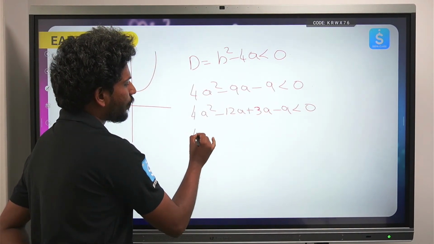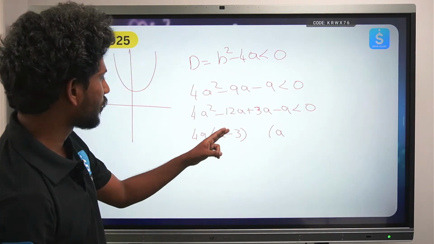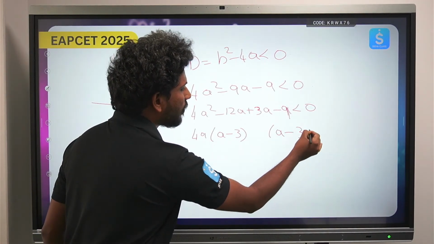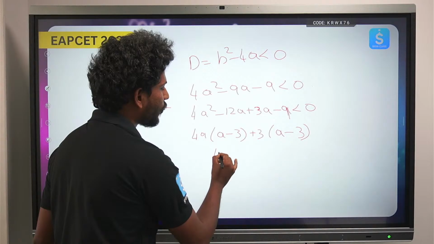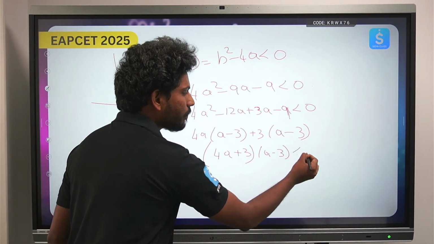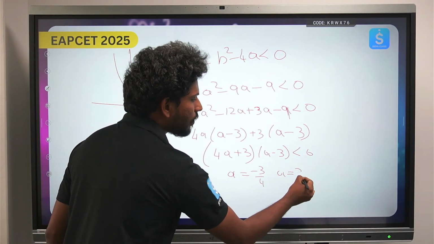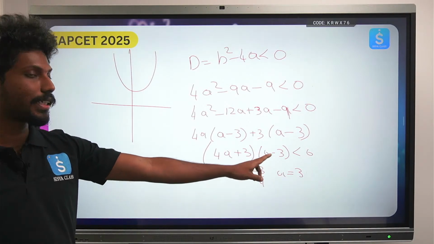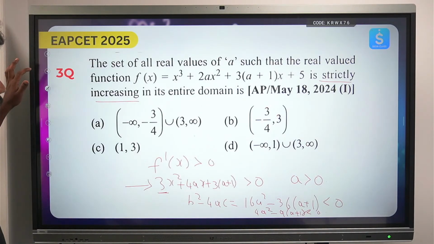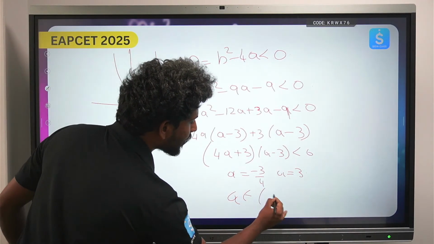From here you can take 4a common, so you are left with a minus 3, and again this is 9, this is 9. With a minus 3, this will be plus 3. So 4a plus 3 into a minus 3 is less than 0, so a is equal to minus 3 by 4, a is equal to 3. Whenever x minus alpha into x minus beta is less than 0, x belongs to minus 3 by 4 comma 3. The answer is option B, so a belongs to minus 3 by 4 comma 3.